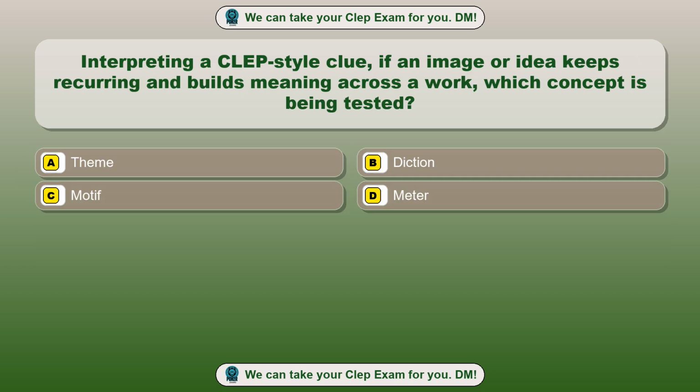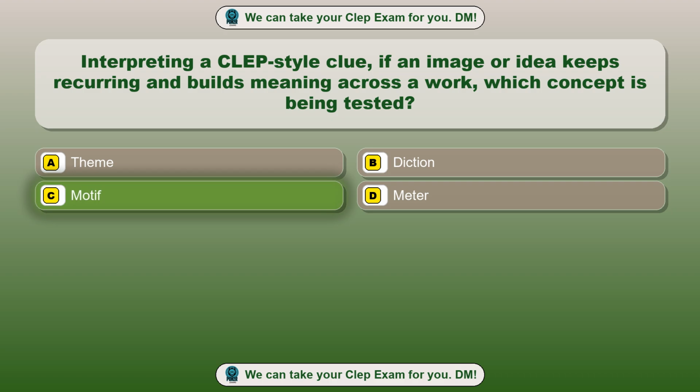Question 36. Interpreting a CLEP-style clue. If an image or idea keeps recurring and builds meaning across a work, which concept is being tested? Option A, theme. Option B, diction. Option C, motif. Option D, meter. The correct answer is option C.